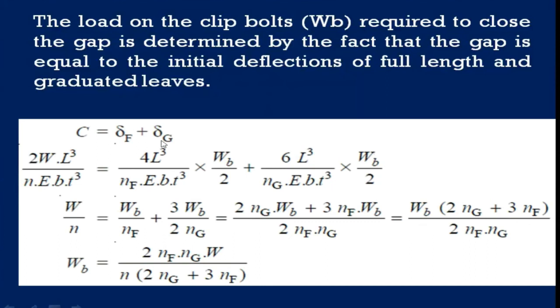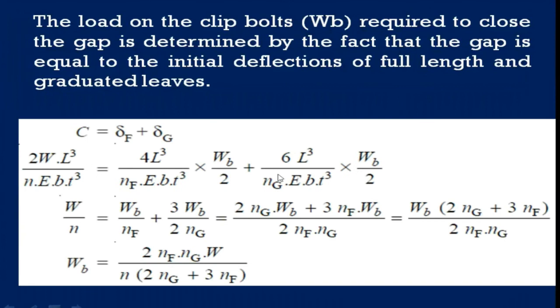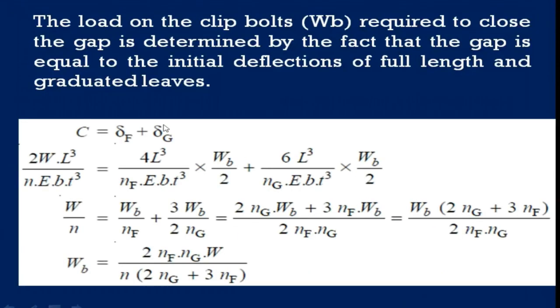And the delta F and delta G equations are similar to these equations. This is the delta F equation. This is the delta G equation. So then C is equal to delta G minus delta F. Then what about here, C is equal to delta F plus delta G? How do you get these two contradictory equations here? This is with reference to the load acting on the spring due to tightening of the bolt.